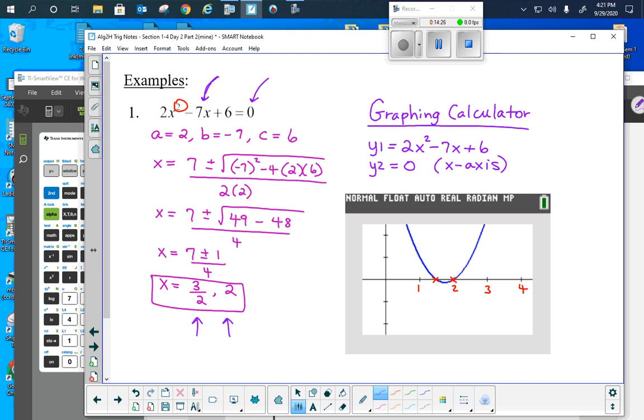Now, why should I know that the parabola is opening up? That might be another connection we make. And that, guys, has to do with this number right here. Okay, that number is positive, and therefore it opens up. If it was negative, you can go experiment with it. That parabola would open down. Okay.